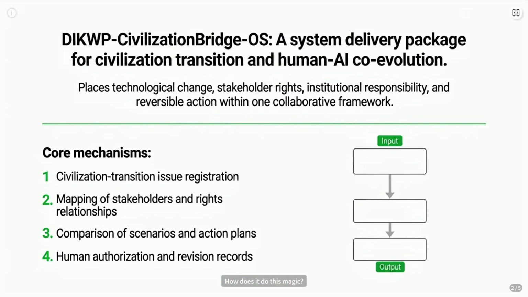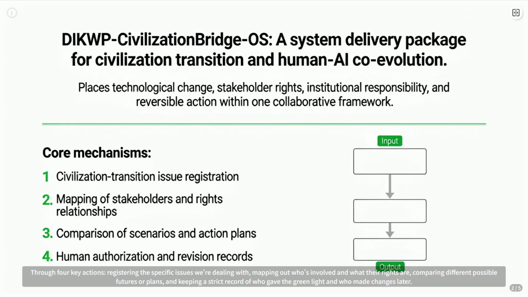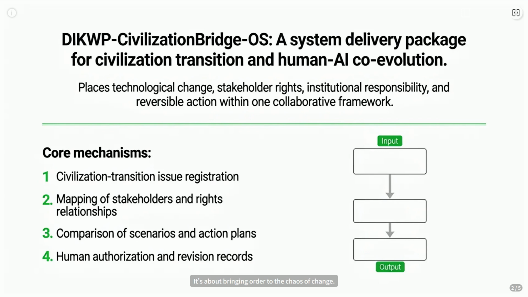How does it do this magic? Through four key actions: registering the specific issues we're dealing with, mapping out who's involved and what their rights are, comparing different possible futures or plans, and keeping a strict record of who gave the green light and who made changes later. It's about bringing order to the chaos of change.